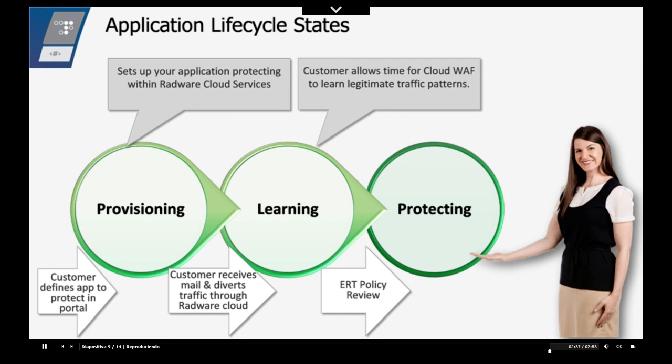For additional security, to eliminate direct origin attacks, Radware recommends using a firewall on your side to allow only Radware Cloud Services to access the application origin server directly. The service IP addresses can be requested from ERT.